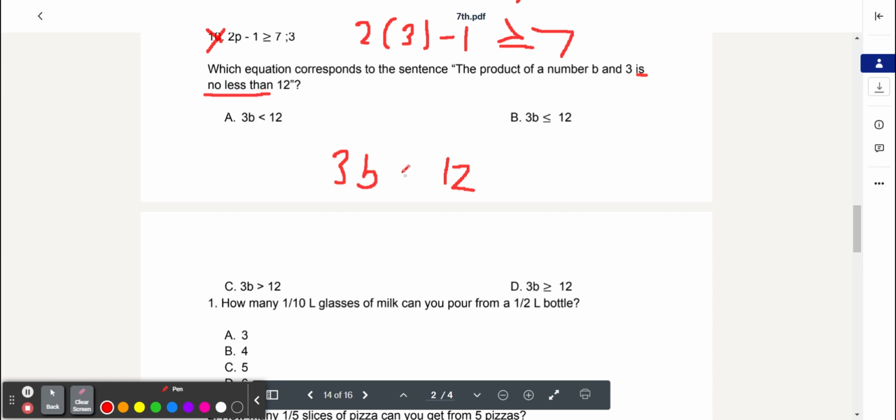It has less than in it, so we know that less than would look like this. However, it has this "no" in front of it. So it is not A. It is not saying 3b is less than 12. It's saying it's no less than 12. It's not less than 12. And the opposite of less than is greater than or equal to. And that would be D, no less than 12.